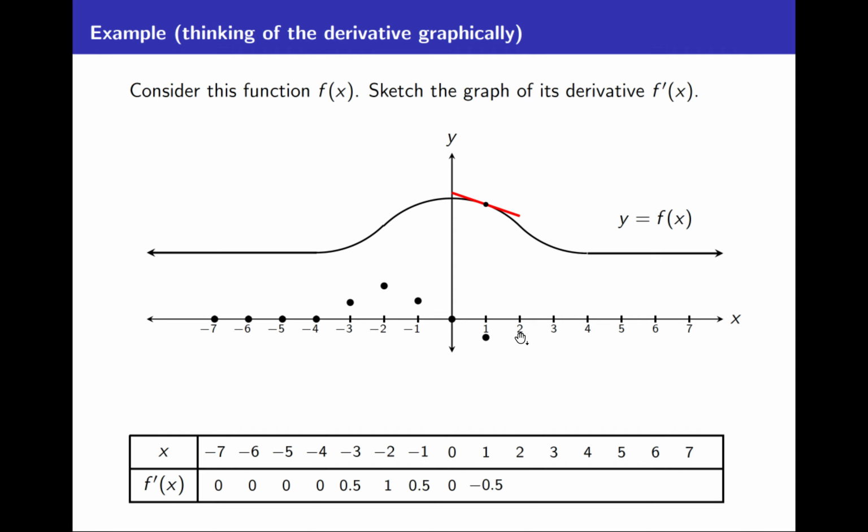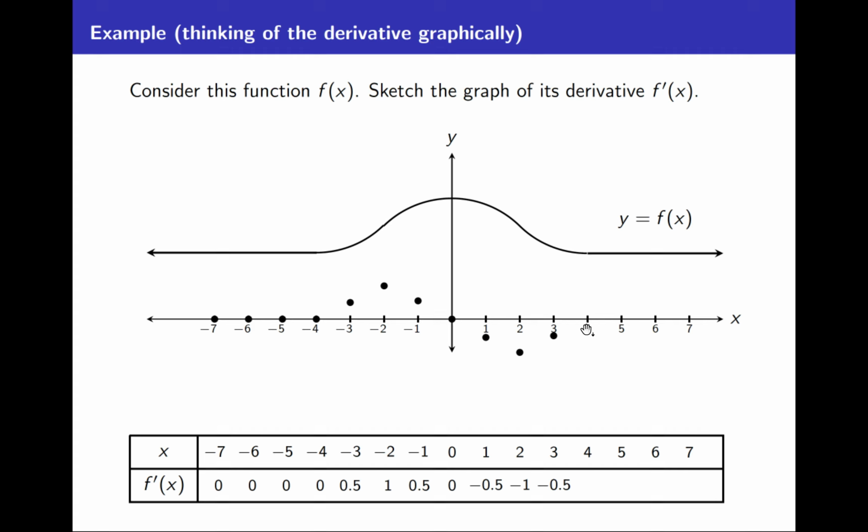Move on to x equals 2. Looks like the tangent line has slope maybe negative 1. So f prime of 2 would be minus 1. And we'll plot 2, minus 1. Moving to 3. Looks like the tangent line has slope maybe negative 1/2. So f prime of 3 would be negative 1/2. So we'll plot that point.